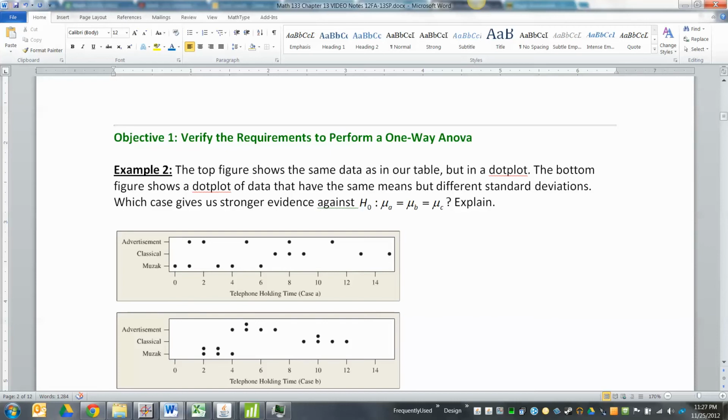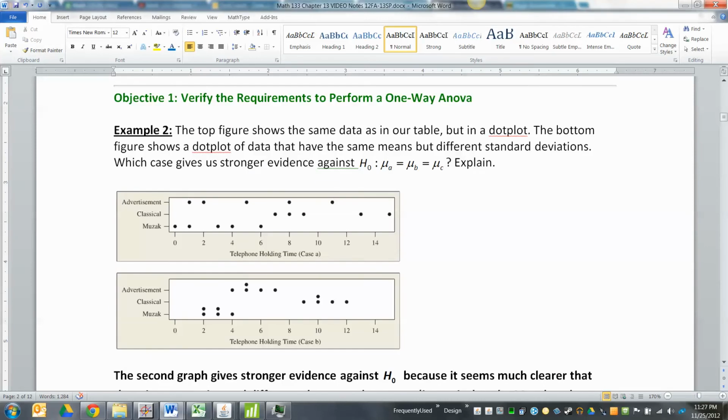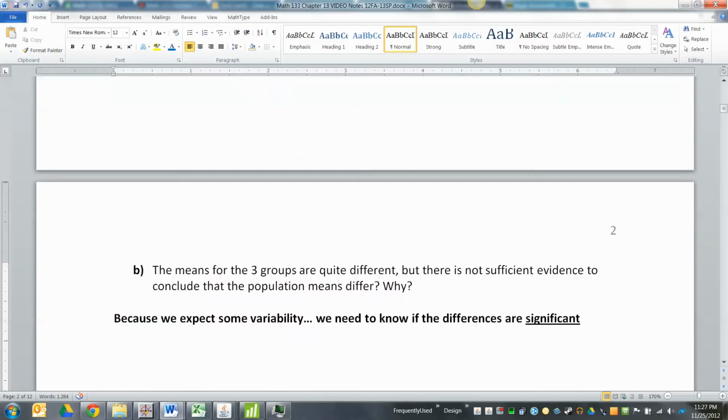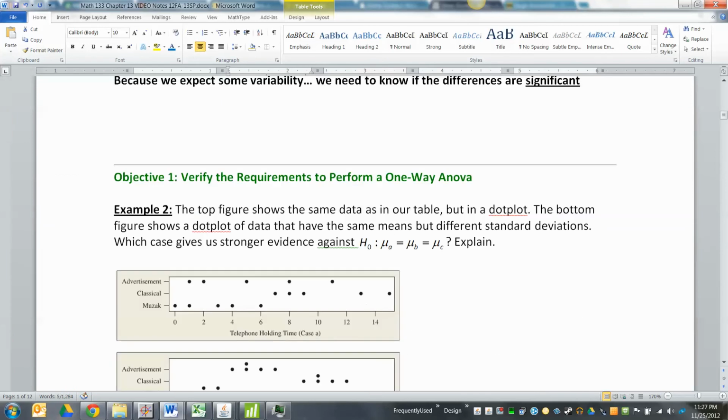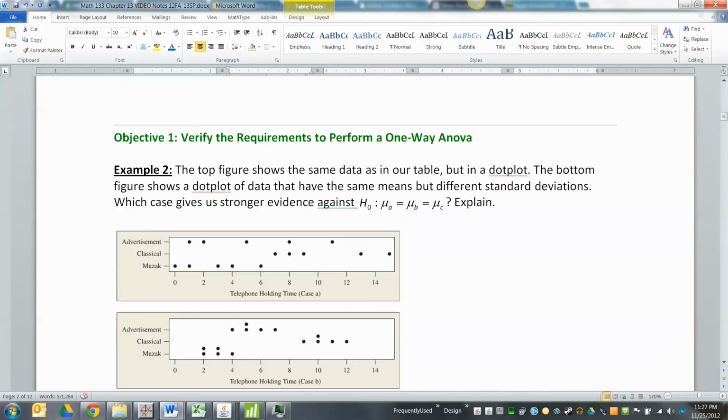So the top figure shows the same data as in our table, but in a dot plot. So there you go. You can see the adds were 1, 2, 5, 8, and 11, it looks like. Yep, those are those numbers. So there they are. Okay.